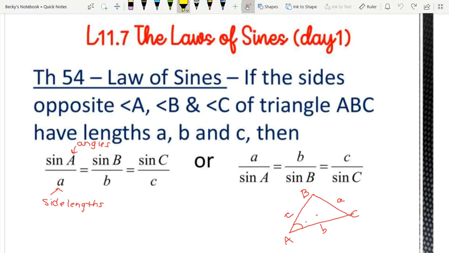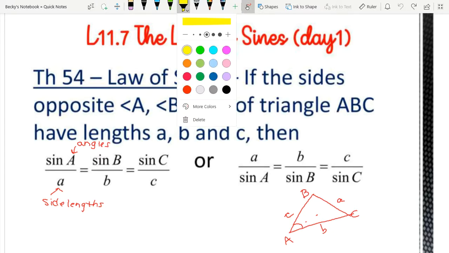Hi guys, I want to go over lesson 11.7, part 1, law of sines. There is a part 2 and we'll learn that next class. So go ahead and grab your note sheet and let's get started.